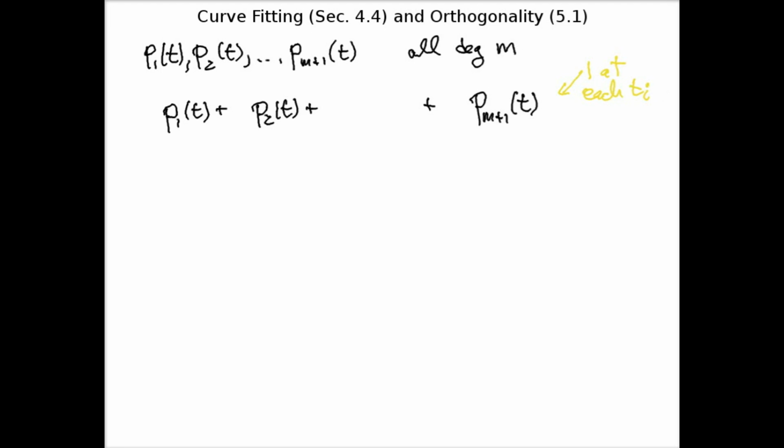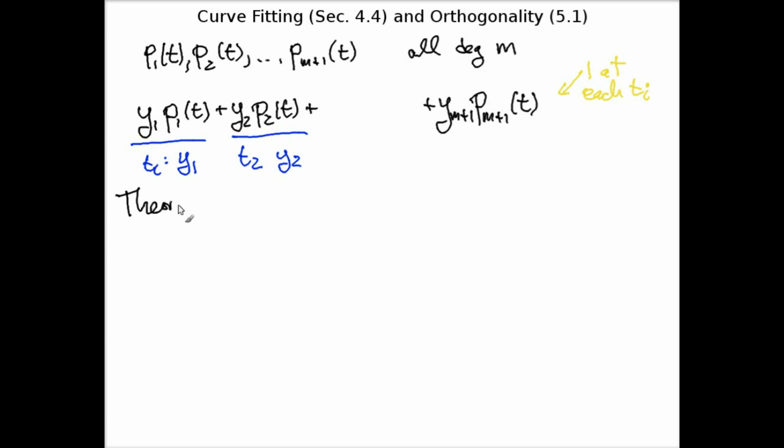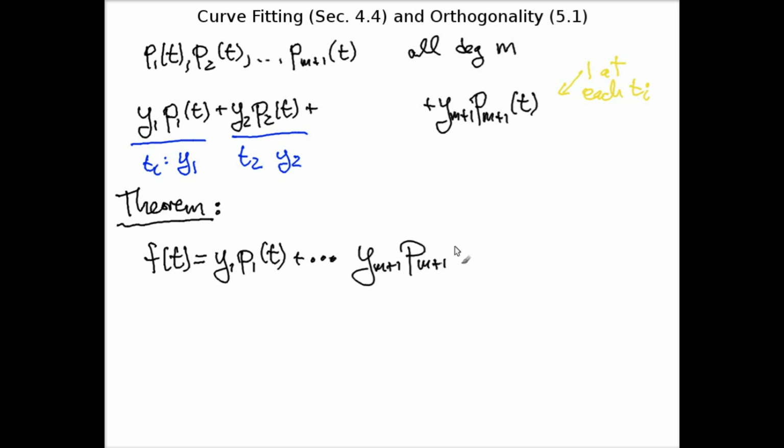Well, I don't want 1, I want these fixed values, so I just stick them in here, y1, y2 to ym plus 1. Then this polynomial, if you look at t1, you get y1, and all the others are 0, and when you plug in t2, all the terms are 0, except here you get y2 times 1, so you get y2, and so on. And that's it. So the theorem is that this polynomial that we're looking for is this one here, y1 p1 of t plus dot dot dot ym plus 1 pm plus 1 of t.